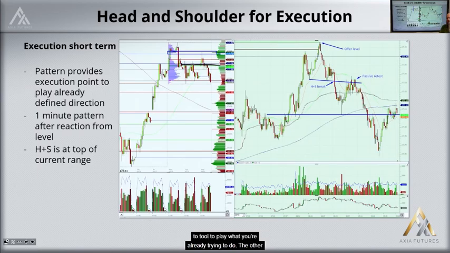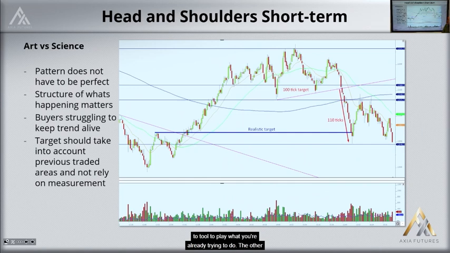It's a tool to play what you're already trying to do. The other thing I've not touched on too much, but I did with trend lines, is that these things are more art than they are science. It's the structure that matters. This is a pretty, for want of a better word, a pretty ropey looking head and shoulders. It's far from your nicely drawn map of a head and shoulders. It's far from what you're going to find in a textbook. But the principle is still there.